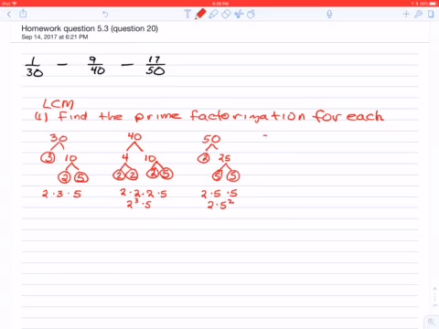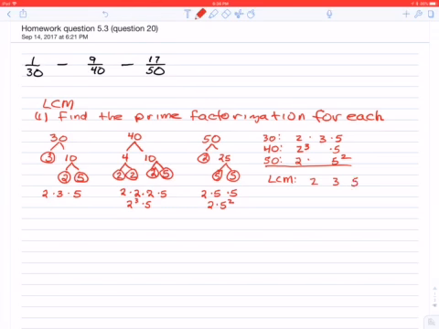All right, so I'll summarize it here. For 30, I have 2 times 3 times 5. For 40, I have 2 to the third times 5. And 50, I have 2 times 5 squared. So for the least common multiple, I'm going to list each factor once. So I have 2, 3, and 5.